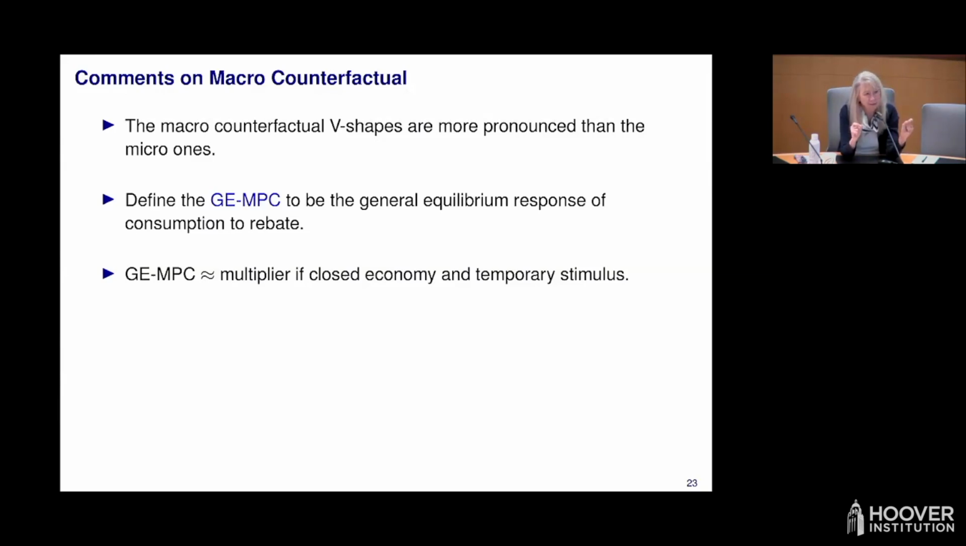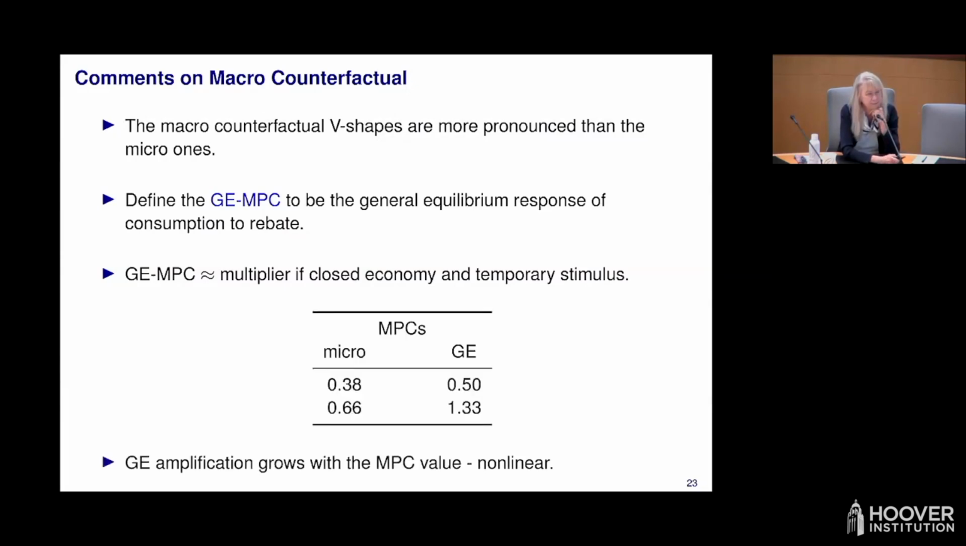Now, if you have a closed economy and a temporary stimulus, then in general the GE MPC will be very close to the output multiplier, because investment's not going to be changing. There are no net exports, so it's the same as a multiplier. If the micro MPC is that 0.375, here rounded to 0.38, the GE multiplier is going to be 0.5. But as that micro MPC climbs, because of nonlinearities, that GE multiplier becomes even bigger. In this case, the 0.66 turns into a 1.33.